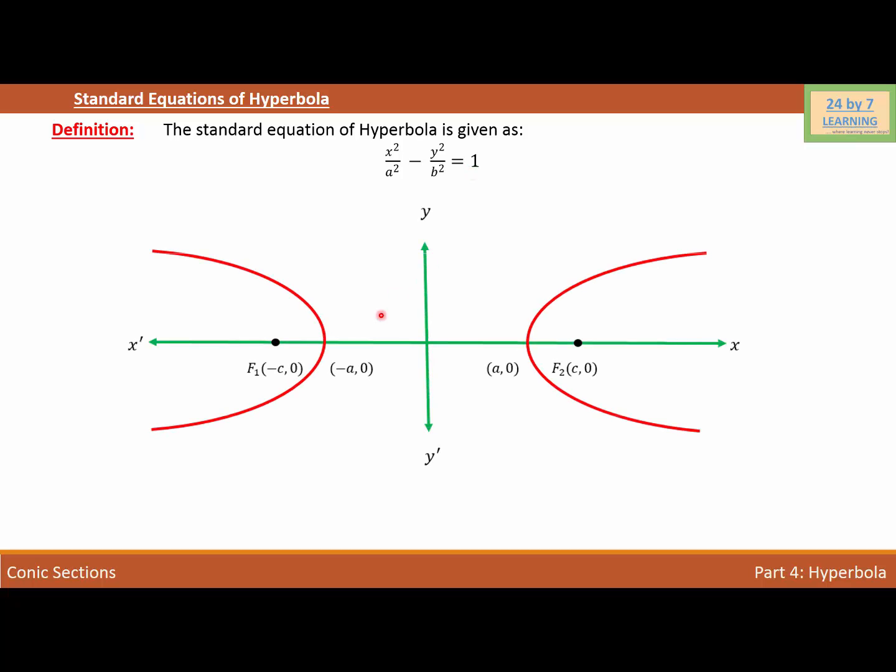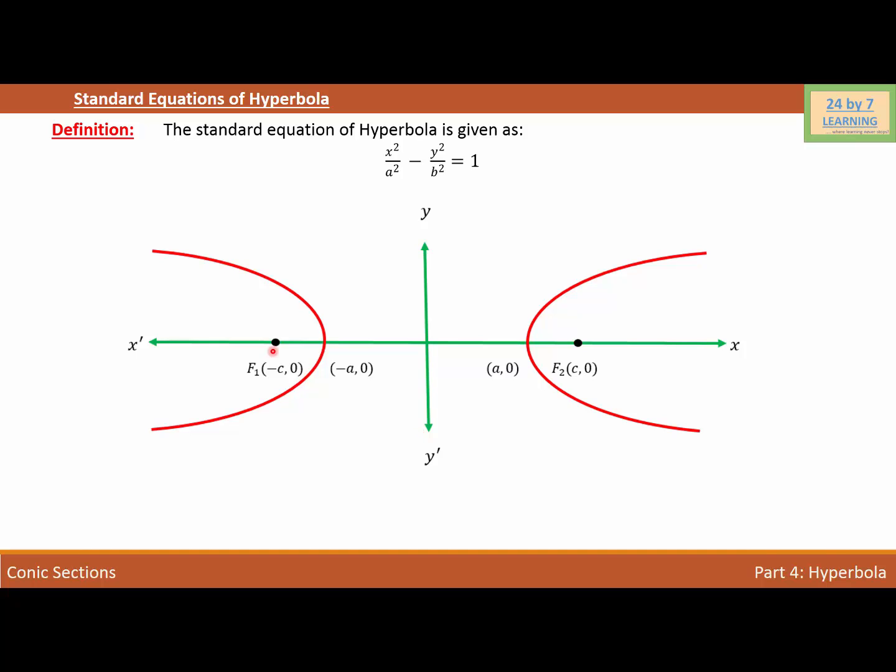Standard equations of hyperbola. So the first standard equation of hyperbola is given as x squared over a squared minus y squared over b squared is equal to 1. Now let's graph this hyperbola. If we do that, we will get a graph something like this, where you can see the x-axis is my transverse axis and the y-axis is my conjugate axis.